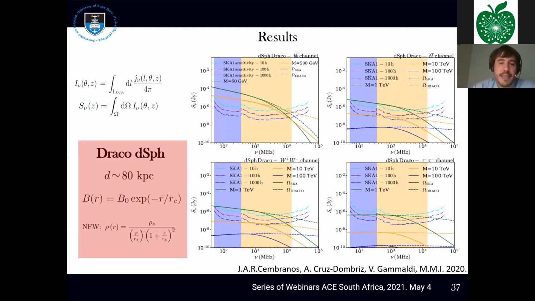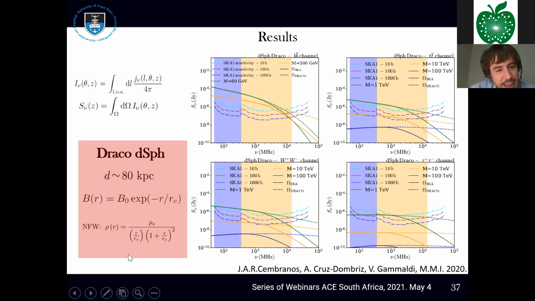Of course, what we observe is the annihilation of dark matter into electron-positron pairs. Those electrons and positrons will travel along Draco due to the interaction with the magnetic field, and they will also emit synchrotron emission due to that interaction. This is the model of the magnetic field. And the synchrotron emission we receive is the signal we will catch with the SKA, okay?